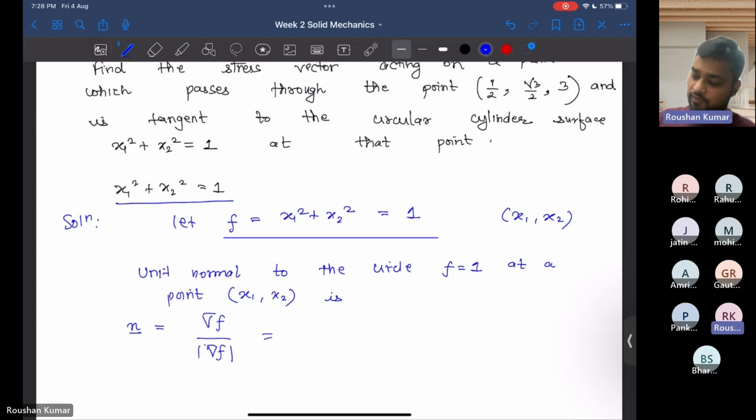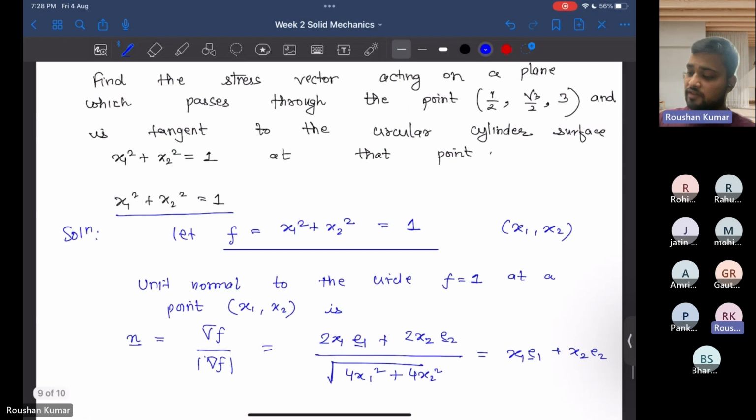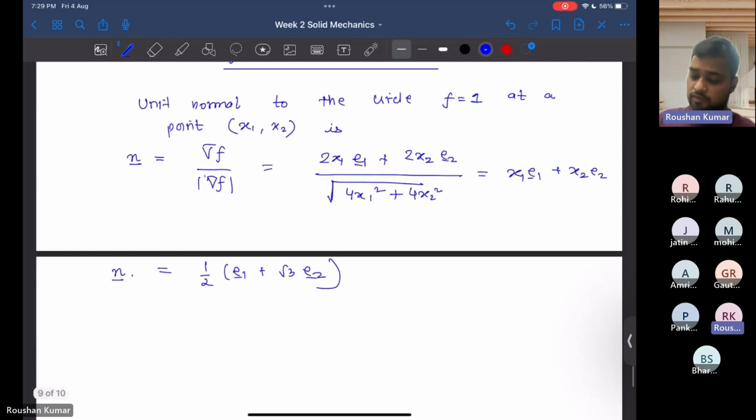So if we take the gradient of f, we get 2x1 e1 plus 2x2 e2, and then the magnitude of this is the square root of 4x1 square plus 4x2 square. So it basically gives us x1 e1 plus x2 e2. And it has been mentioned in the question that it passes through the point 1 by 2, root 3 by 2, comma 3. So it also satisfies this normal. So n, the unit normal to the circle at point 1 by 2, root 3 by 2, comma 3, is given by 1 by 2 e1 plus root 3 by 2 e2. So this is the unit normal vector which passes through the point 1 by 2, root 3 by 2, comma 3.